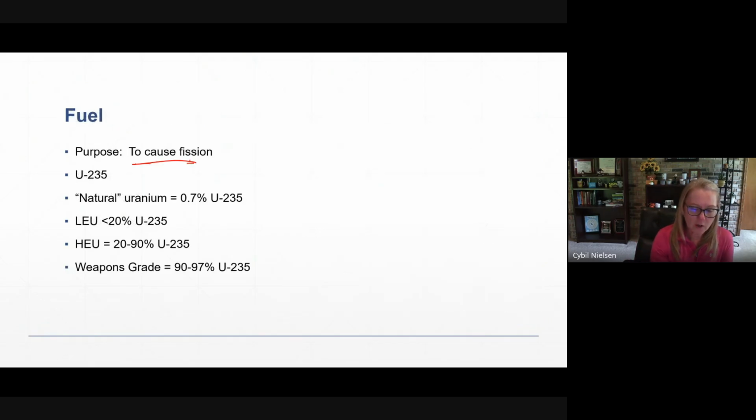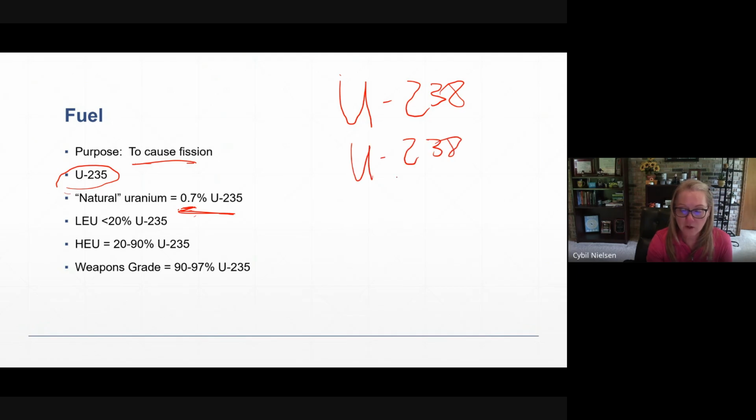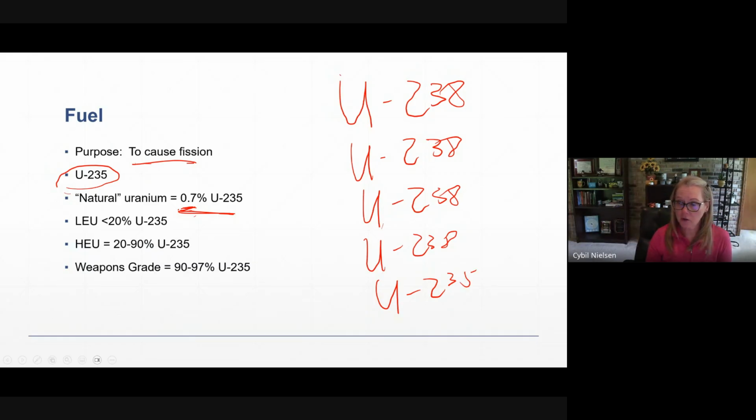So the fuel causes the fission, it's uranium-235. Now in nature, uranium-235 is only 0.7%. The rest of it is uranium-238, which is quite abundant in nature. So you have a whole lot of uranium-238, and then you just have a little bit of 235. So what we do is we enrich the uranium.